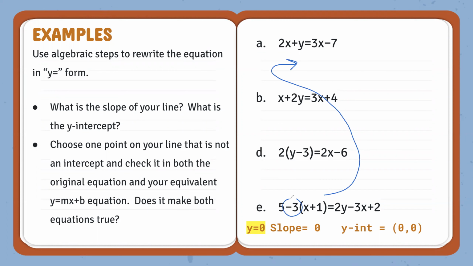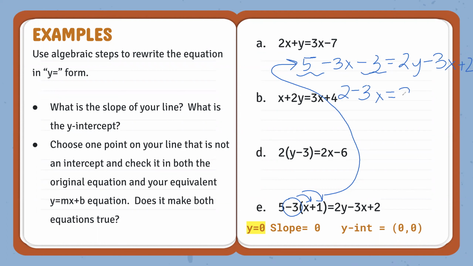So I know I've got a -3 that needs to be multiplied or distributed to the x and plus 1. So I've got 5 minus 3x minus 3 is equal to 2y minus 3x plus 2. Then I'm going to continue to reduce my like terms. 5 minus 3, those are like terms. So 5 minus 3 is 2. And then the 3x stays on that side. And then nothing can happen here actually. So I'm just going to leave everything there.